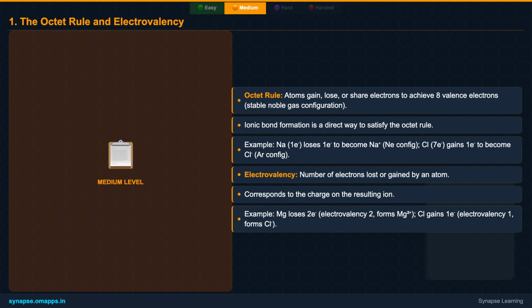For instance, sodium loses one electron to complete its octet, becoming Na+, while chlorine gains that electron to complete its own octet, forming Cl-. The number of electrons an atom loses or gains to form an ionic bond is called its electrovalency, which corresponds directly to the charge on the resulting ion.